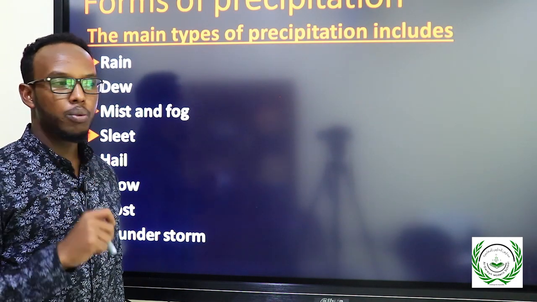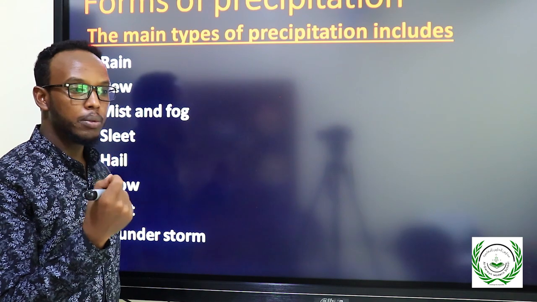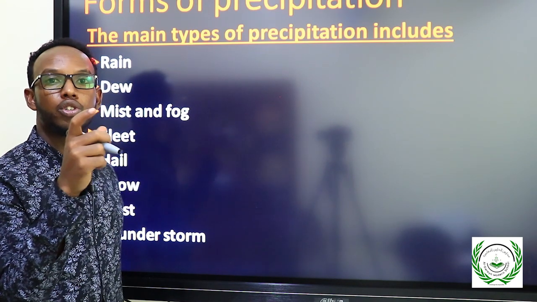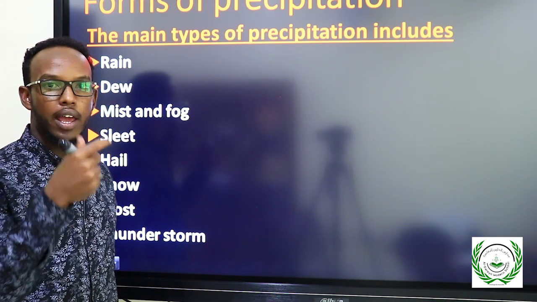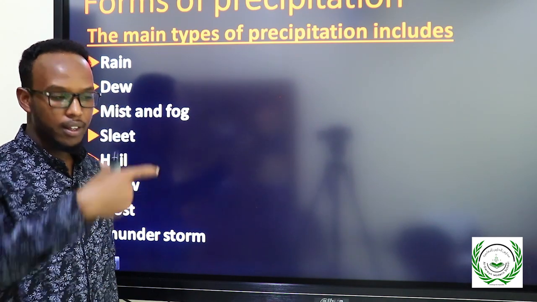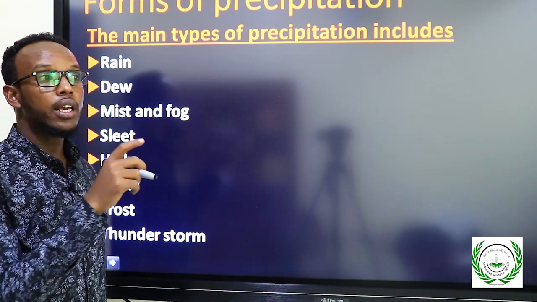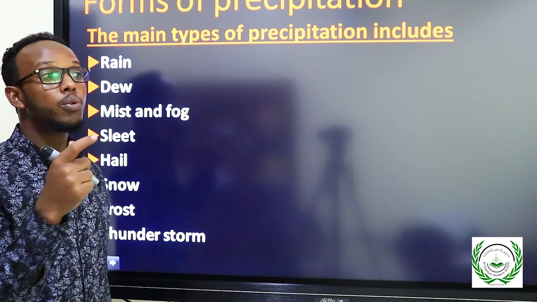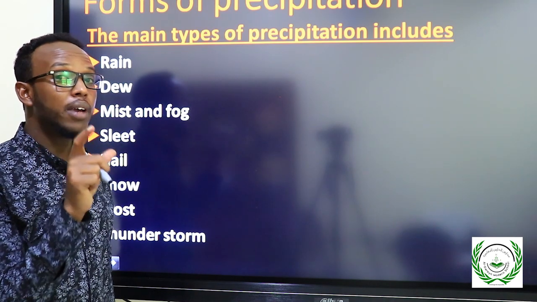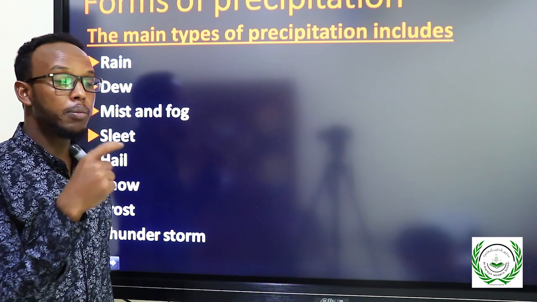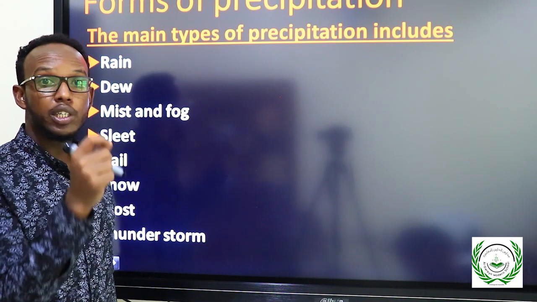Let us make a quick recap, inshallah. Precipitation is the various forms of moisture in the atmosphere on the earth's surface. We can say, instead of saying rainfall, we can call it precipitation. There are conditions in order to get precipitation and rainfall.